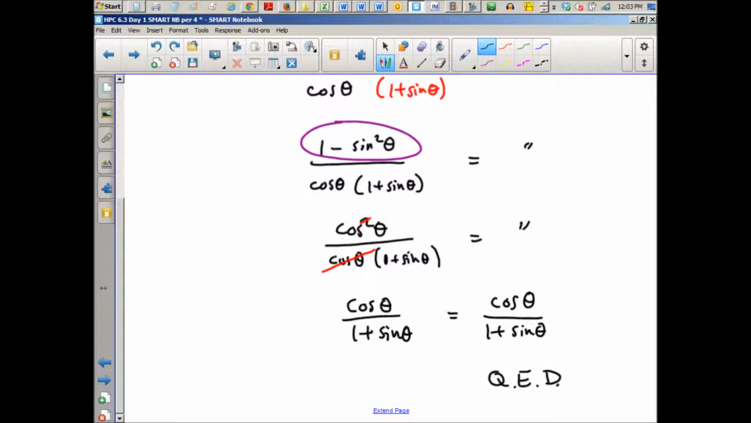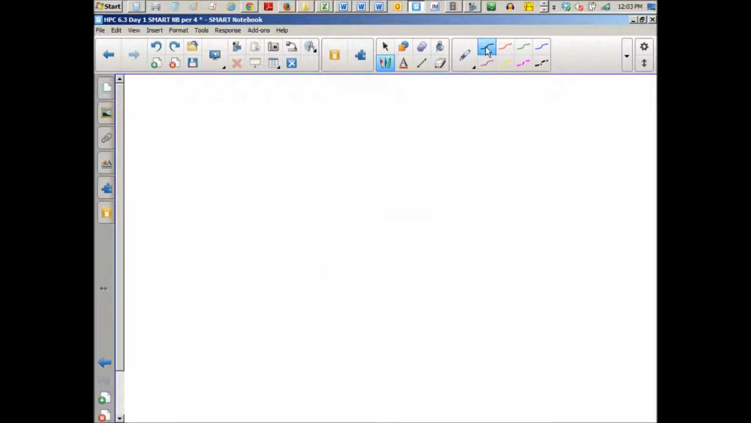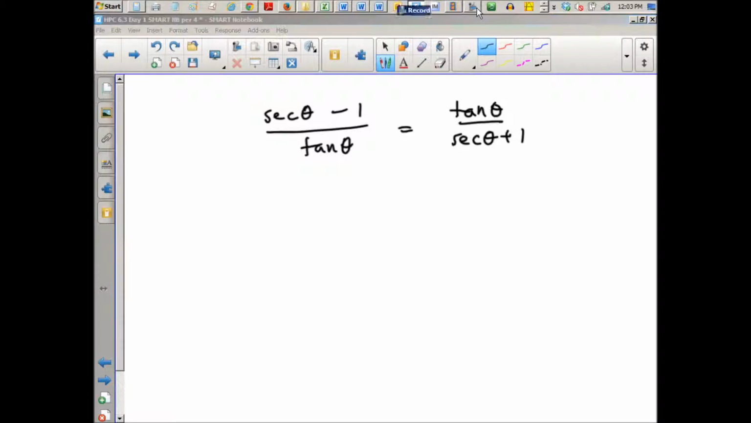I'd like you to try that same problem again. This time it'll look a little bit different. It looks like this. Try this one. Give me 1 second. It is secant theta minus 1 over tan theta equals tan theta over secant theta plus 1. Try that one. Try to use the exact same strategy I just used so you can practice it too. Questions?